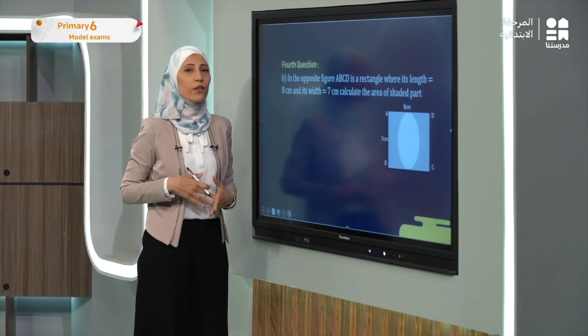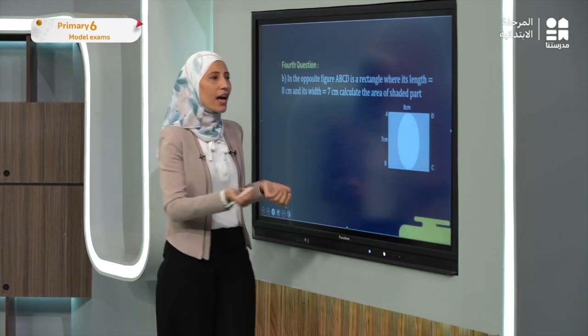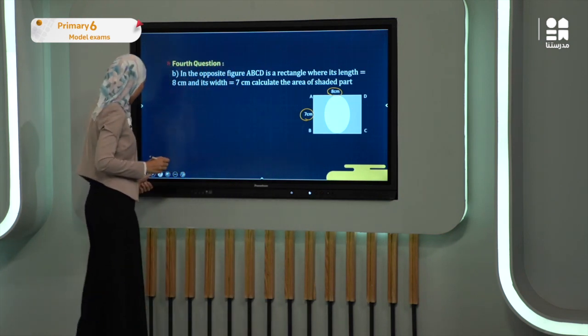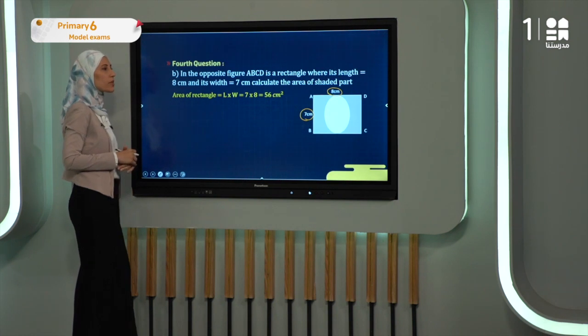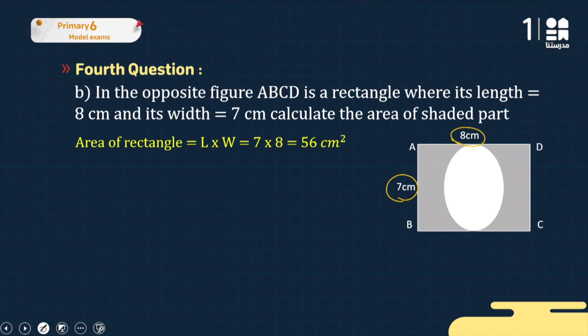How are we going to find the area of the rectangle? By making length times its width. And I have here 8 and 7. So at the beginning, I am going to find the area of the rectangle: length times width equals 7 times 8 equals 56 centimeters square. Then let's remember the rule.